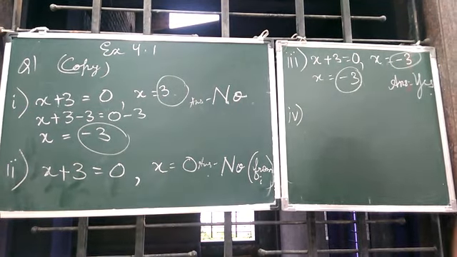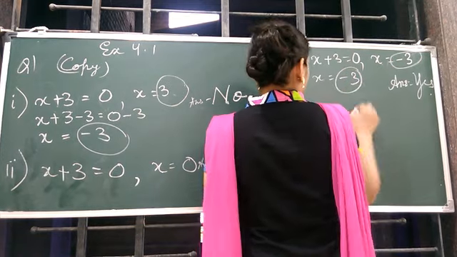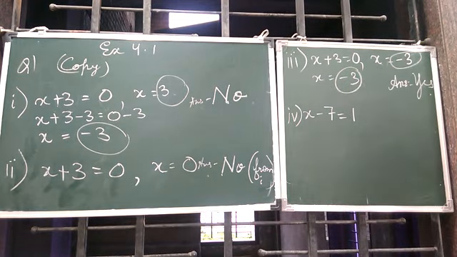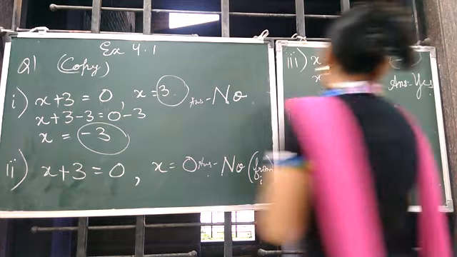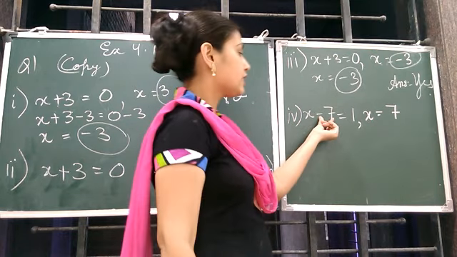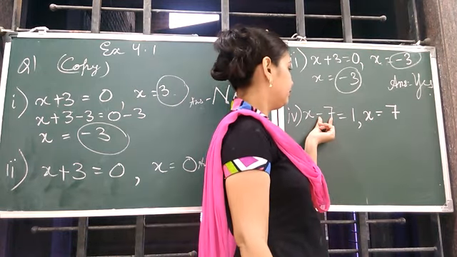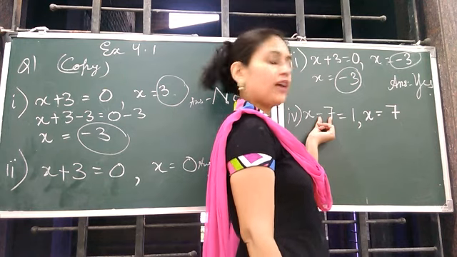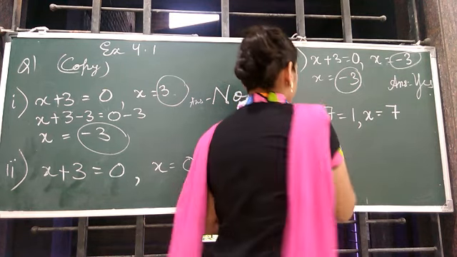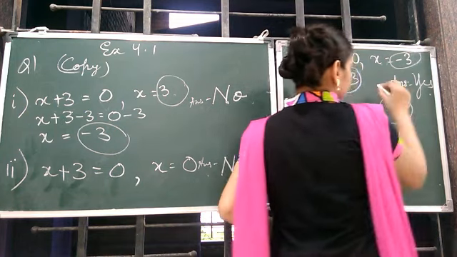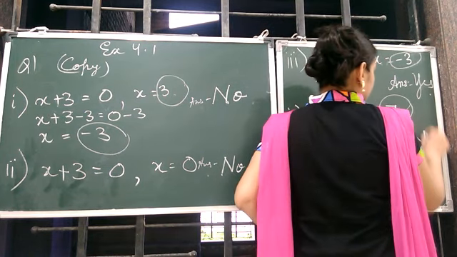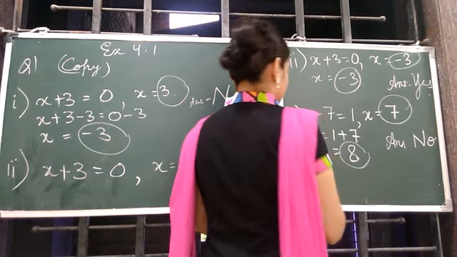Then x minus 7 is equal to 1 and x is equal to 7. So let's see. This 7 will be shifted here. So x minus 7 will become what? Plus 7. So x is equal to 1 plus 7. So x is equal to 8. You can see answers are not matching. So no.